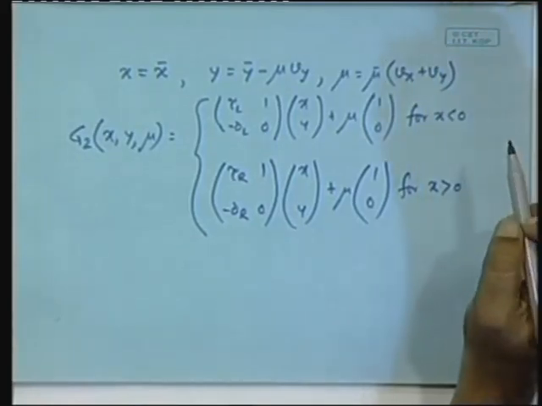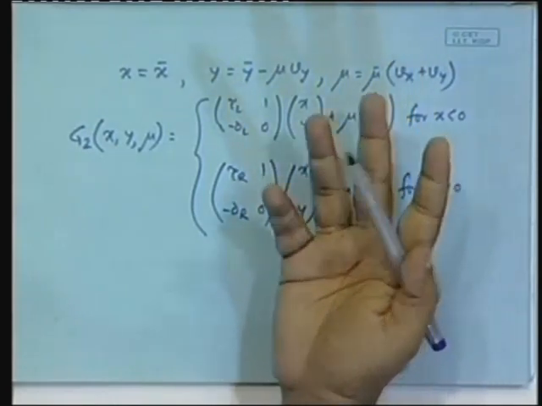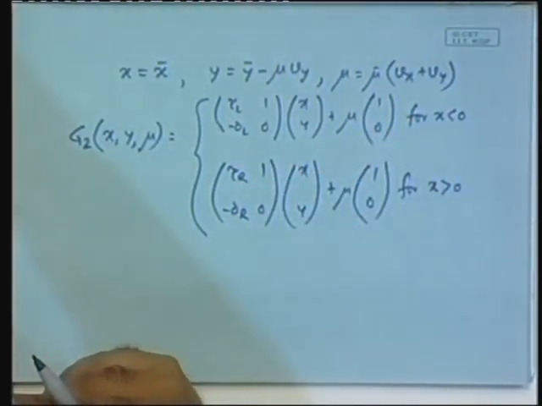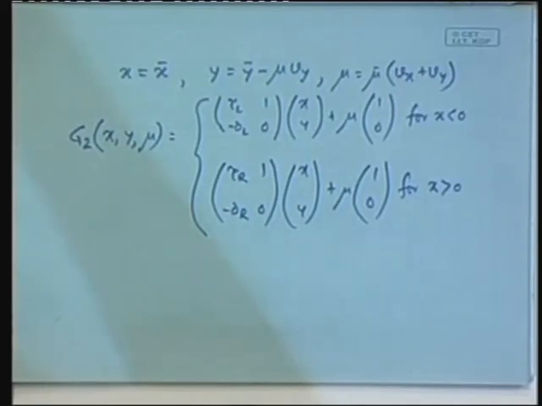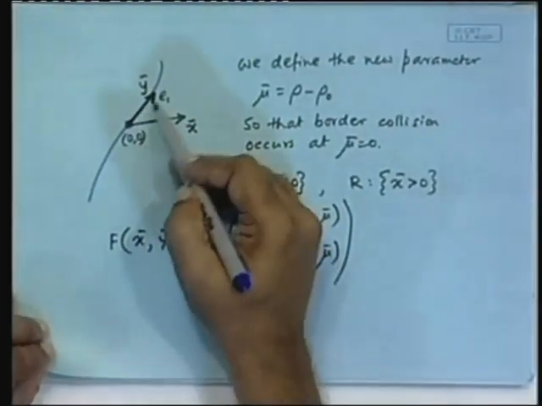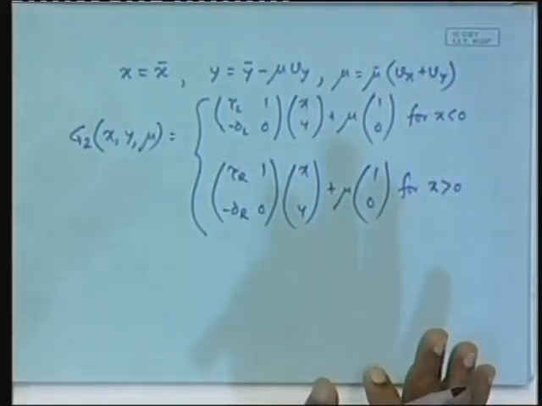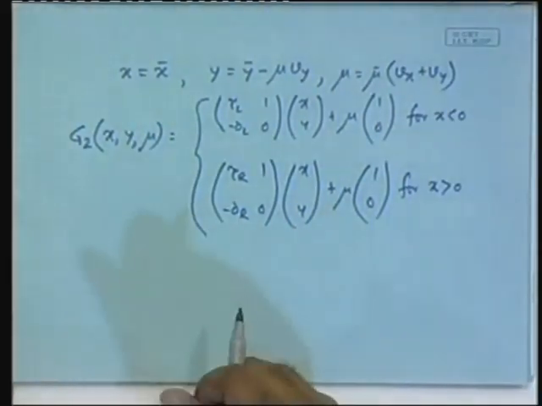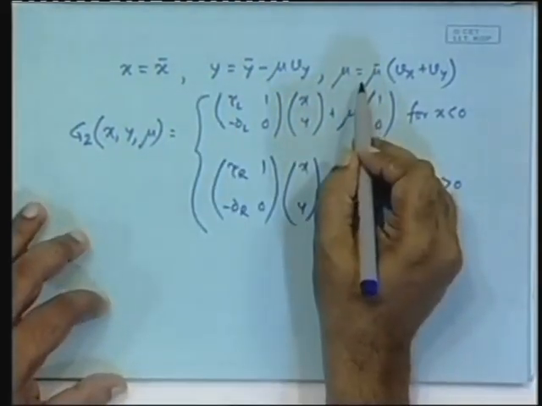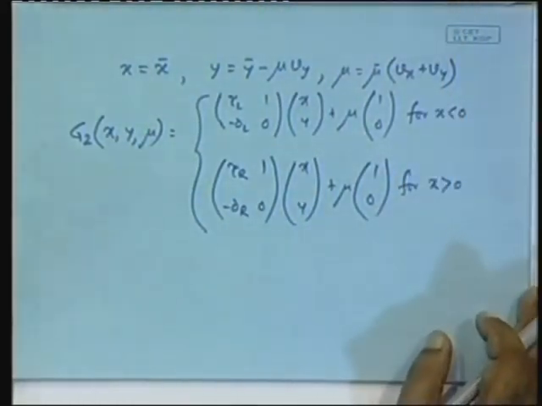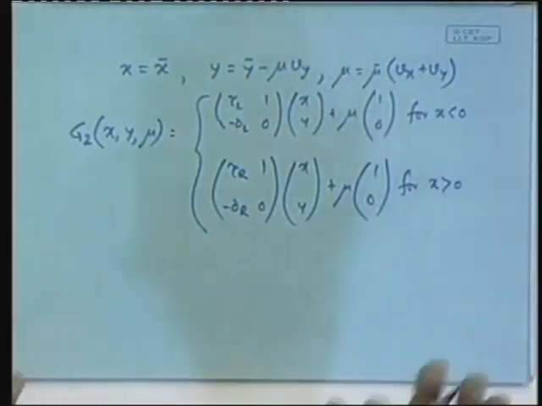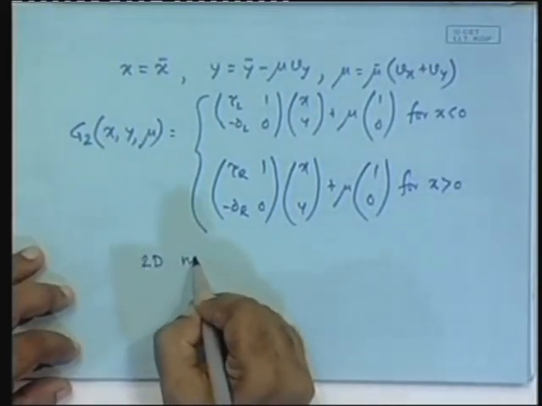So what I have actually done is made a change of coordinate. So far, the choice of y bar was parameter dependent, but the moment you have done this coordinate transformation, y is no longer parameter dependent. We have freed the choice of coordinates from the parameters. Parameter is an independent thing that only makes the fixed point move. So, this is the 2D normal form.